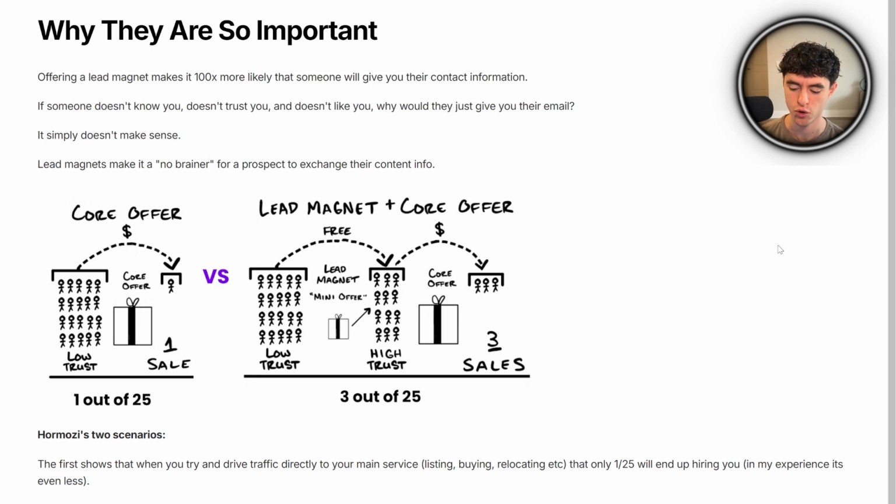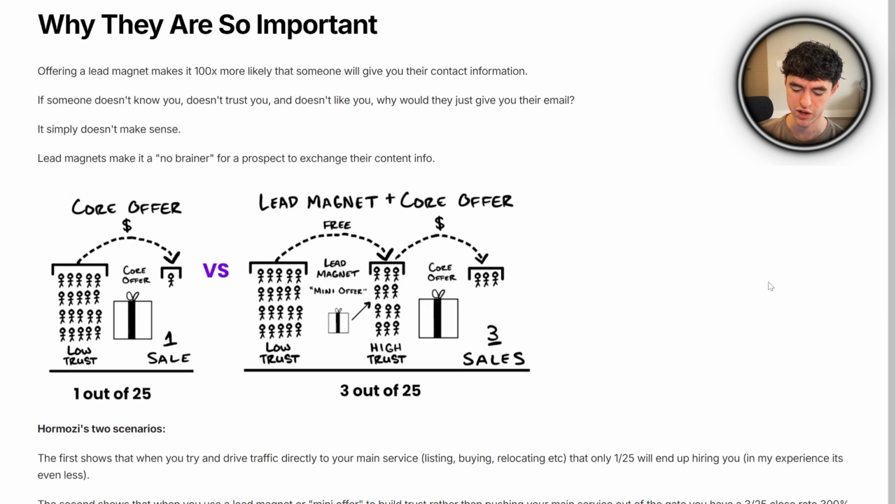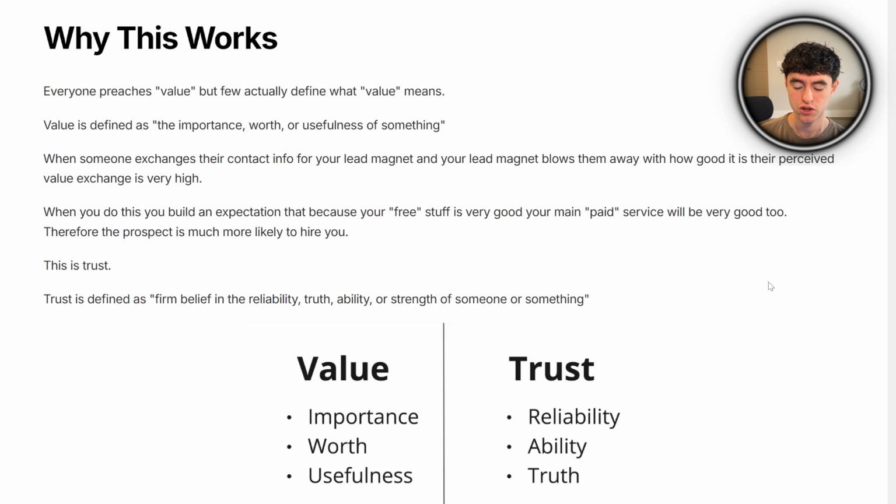So right here, we have Hormozi's two scenarios. The first shows that when you try to drive traffic directly to your main service by listing, buying, relocating, etc., only 1 out of 25 will end up hiring you. And in my experience, it's even less. The second scenario shows that when you use a lead magnet or mini offer to build trust rather than pushing your main service out of the gate, you have a 3 out of 25 close rate, which is 300% more than your first scenario. So why does this work?